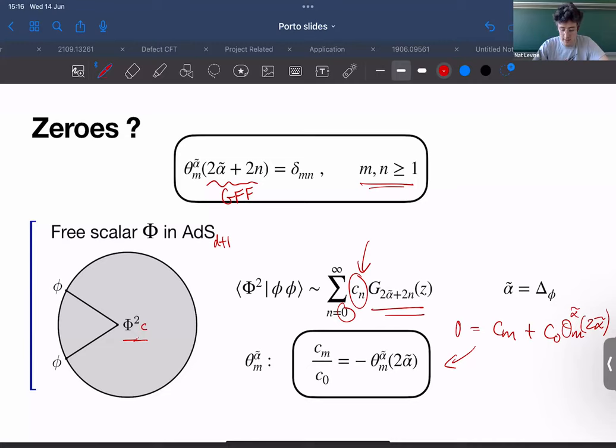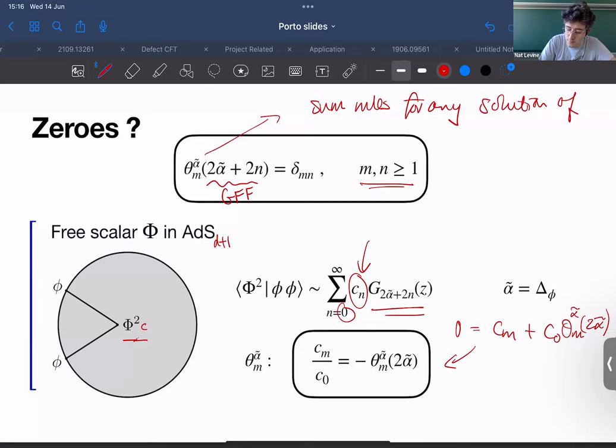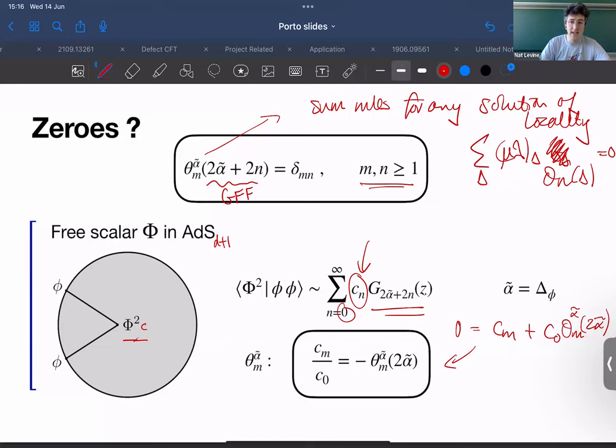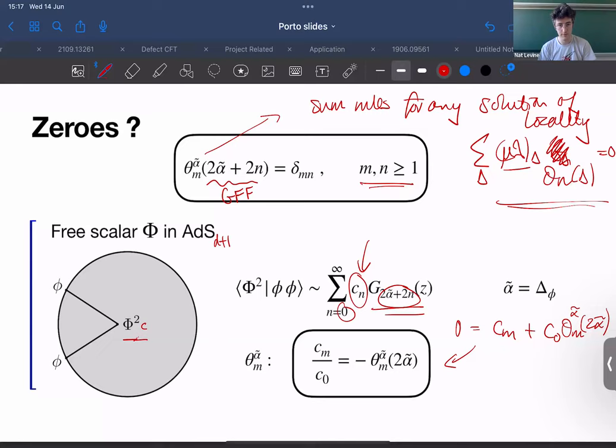And so I want to emphasize that these functionals, theta, they give some rules for any solution of locality. So they fully characterize the locality constraint. So the sum rules look like this. But what happens if you assume a particular spectrum? If I assume that the spectrum appearing in the BOE is this double trace spectrum, like a free spectrum, then this sum rule gets diagonalized. So under a particular choice of the BOE spectrum, these sum rules become very simple, and they just have one term appearing. So they completely fix the BOE coefficients, these combinations of coefficients. Does that make sense?